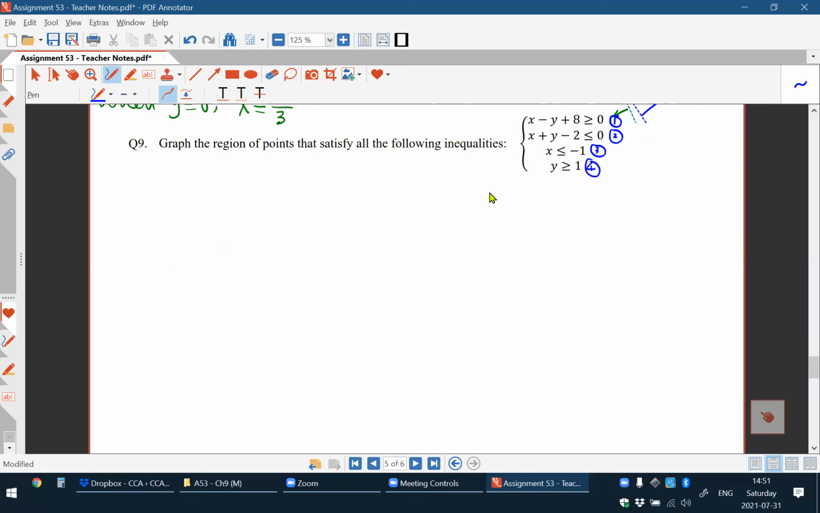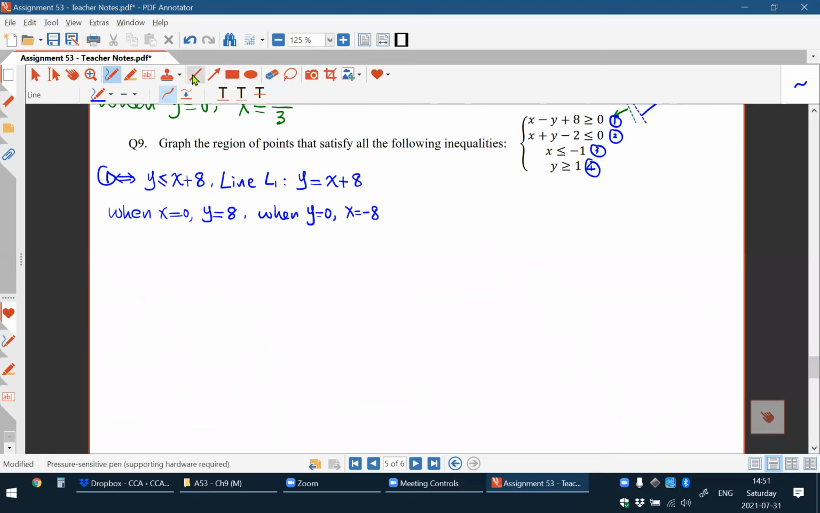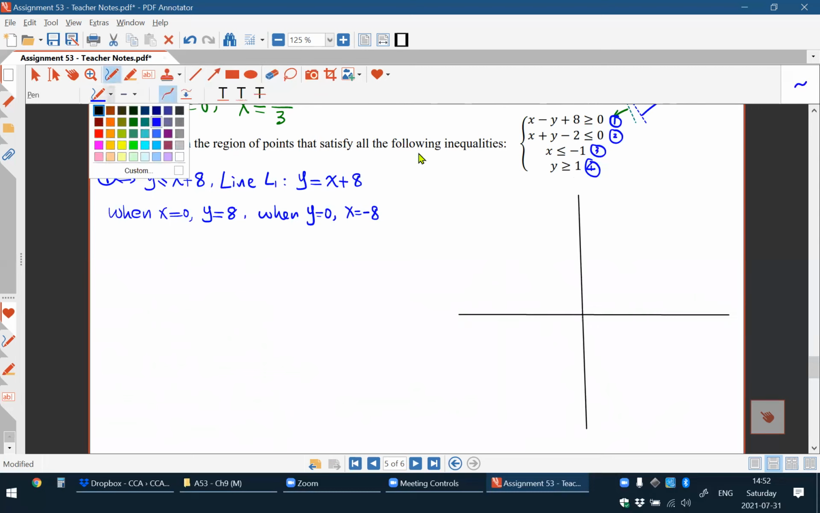So first of all, we need to find those boundary lines, right? Okay, first inequality is equivalent to y is less than x plus 8, right? And corresponding line 1 is of course y equals x plus 8. So when x is 0, y is 8, and when y is 0, x is of course minus 8, right? So now we can draw the first line on the 2D Cartesian plane. Y-axis and x-axis.